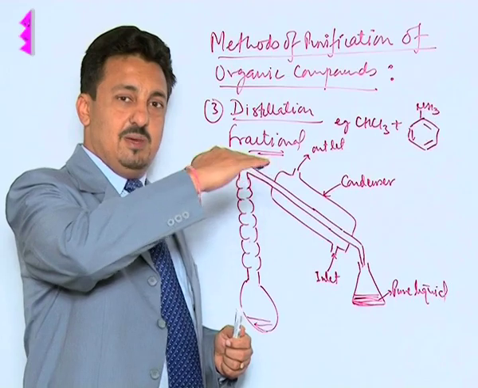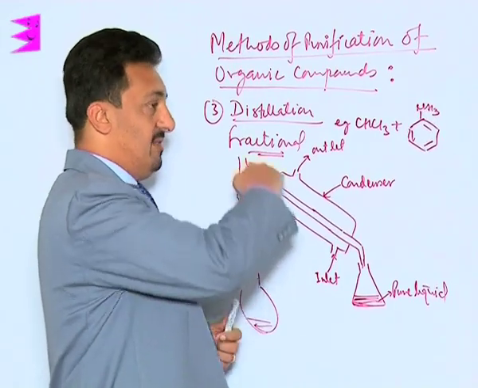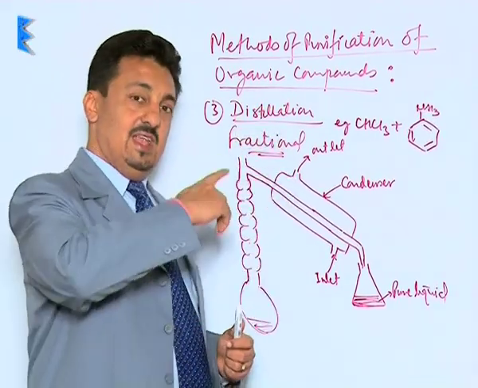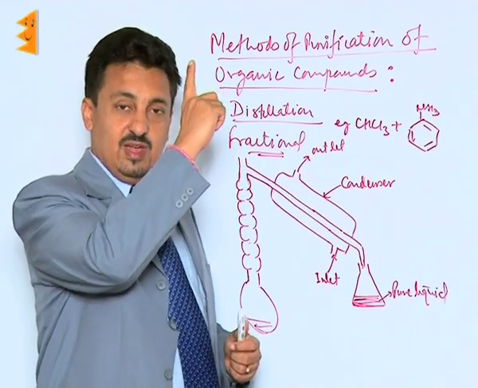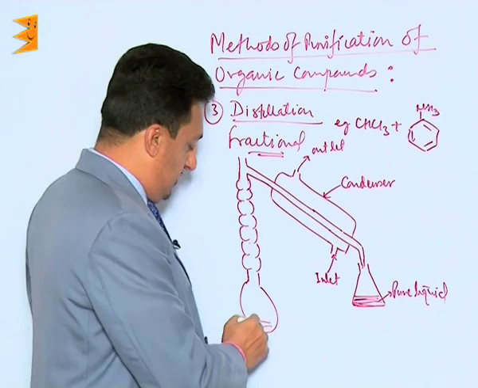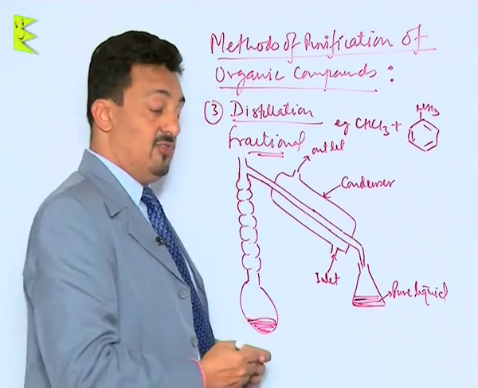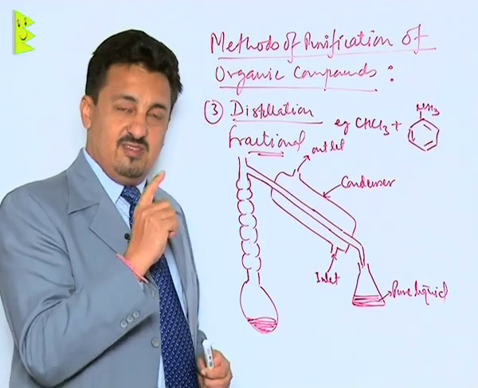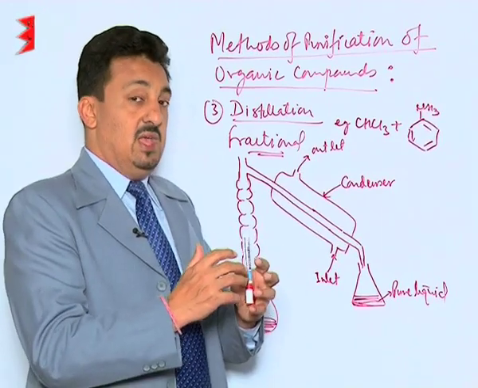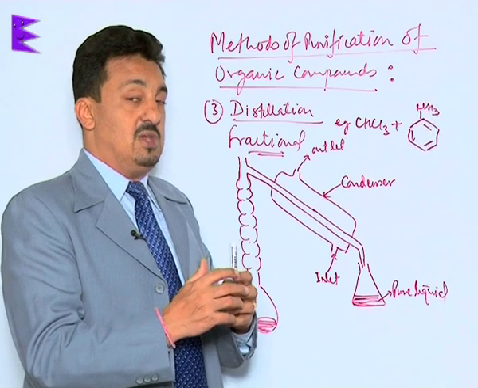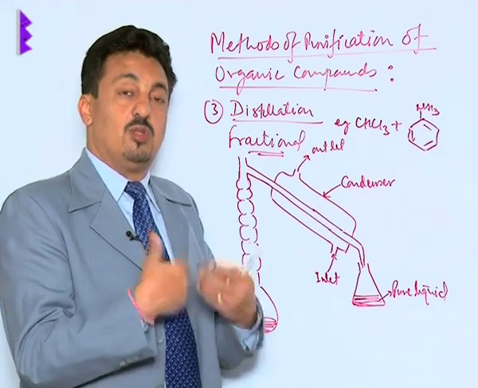where we separate the components at every level because they have very close boiling points. At the top, we have the one with the lowest boiling point, which is the most volatile, and at the bottom are left those substances with the highest boiling points, which are least volatile. This is how we can separate a mixture of liquids with more than two components.